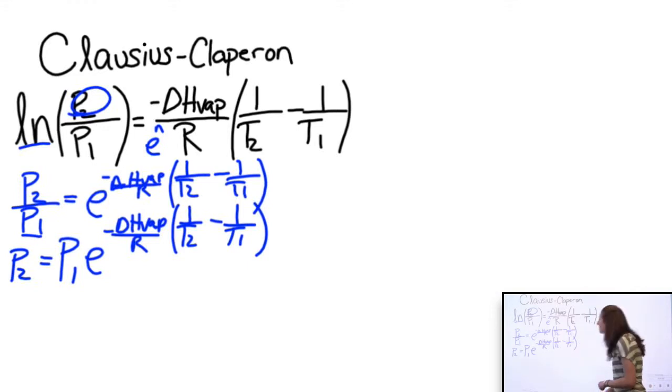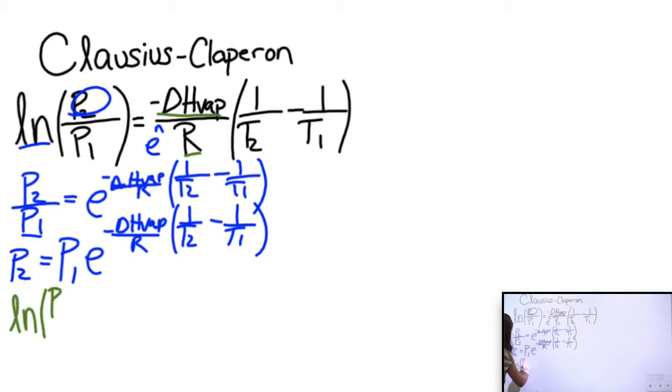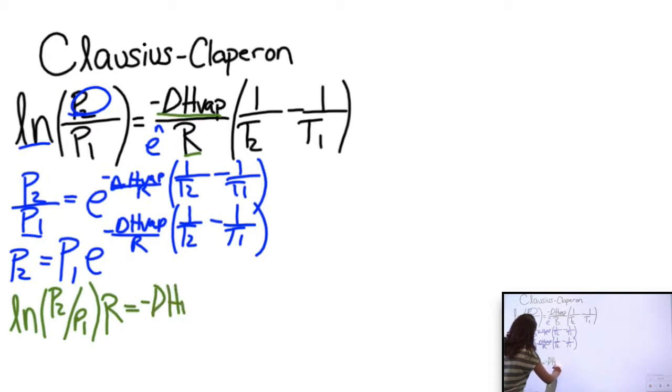So the next situation is if you're given both your pressures, both your temperatures, and asked to find your delta H of vaporization. So first thing you're going to want to do is get rid of this R and multiply it to the other side of the equation. So you end up getting ln of P2 over P1 times R equals negative delta H vaporization times 1 over T2 minus 1 over T1.